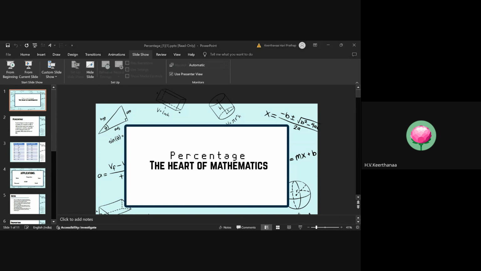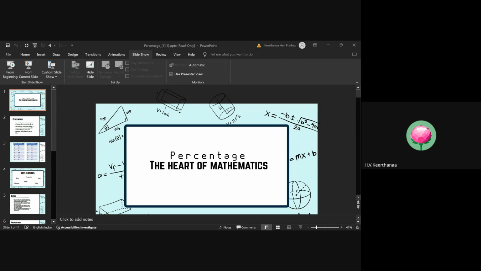So let's start. Percentage, I call it the heart of mathematics because I think it covers a wide range of applications, as I'll be dealing with in this presentation. This is a basic definition of percentage. A percentage is a way to express a number as a fraction of 100. It tells you how much one number is compared to another using 100 as the reference point. For example, 50% means 50 out of 100. I think most of you will know this definition.